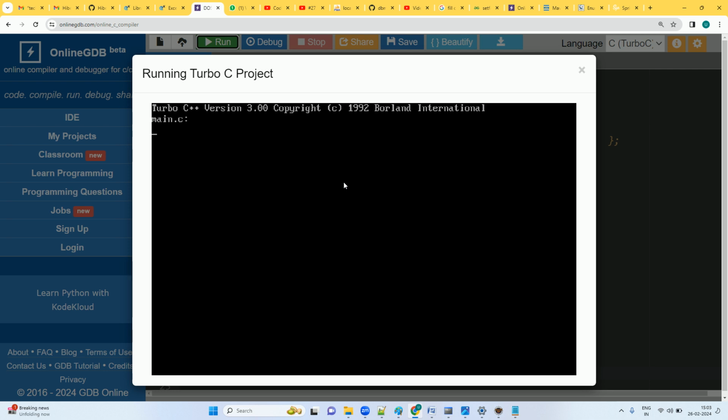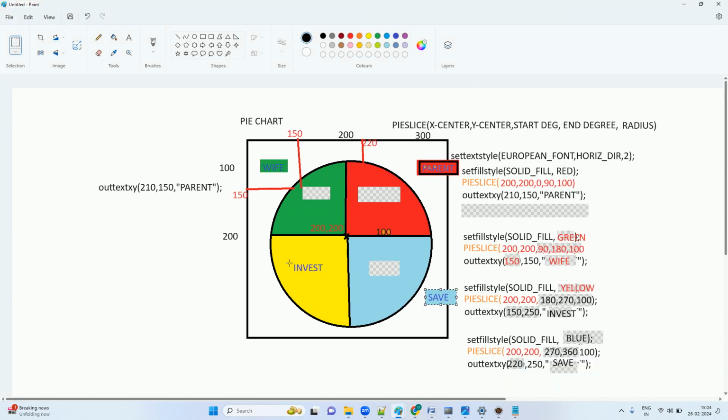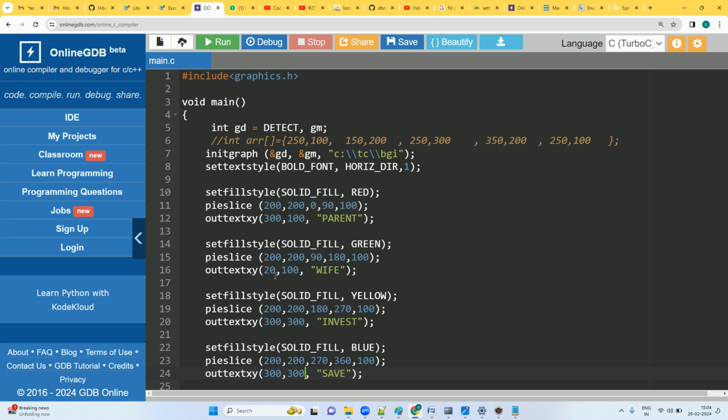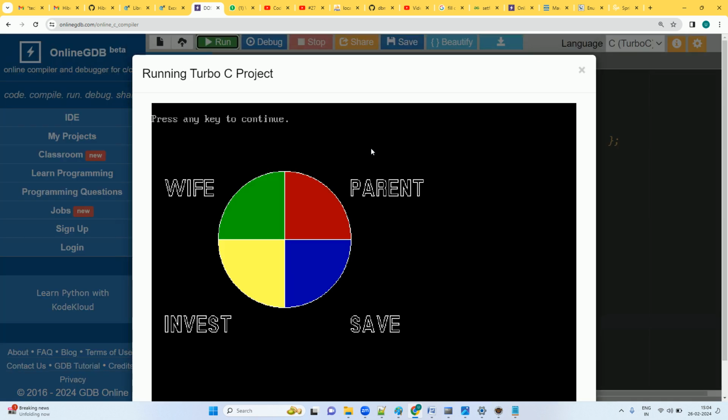And okay, I gave both the same. So now let's change this invest to coordinate, should match. This was 20, right? 20 and 300, right? 20 and 300. So like this you can make your pie chart.